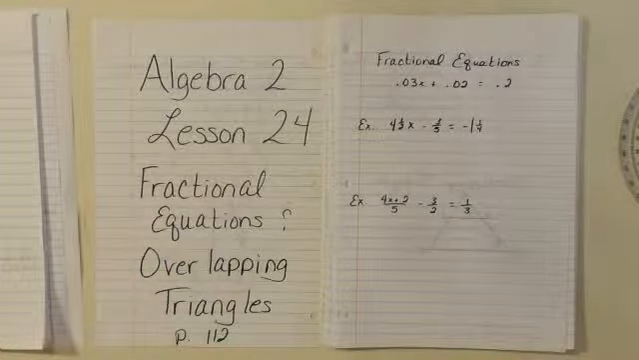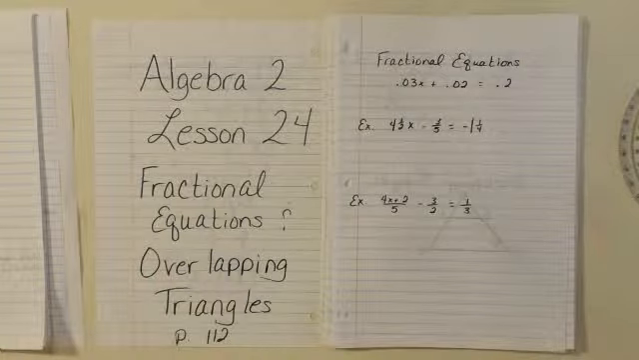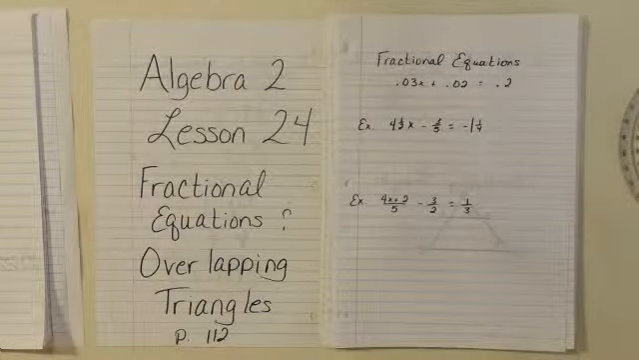Hi, this is Algebra 2, Lesson 24. We're going to talk about fractional equations and overlapping triangles. We're starting on page 112.